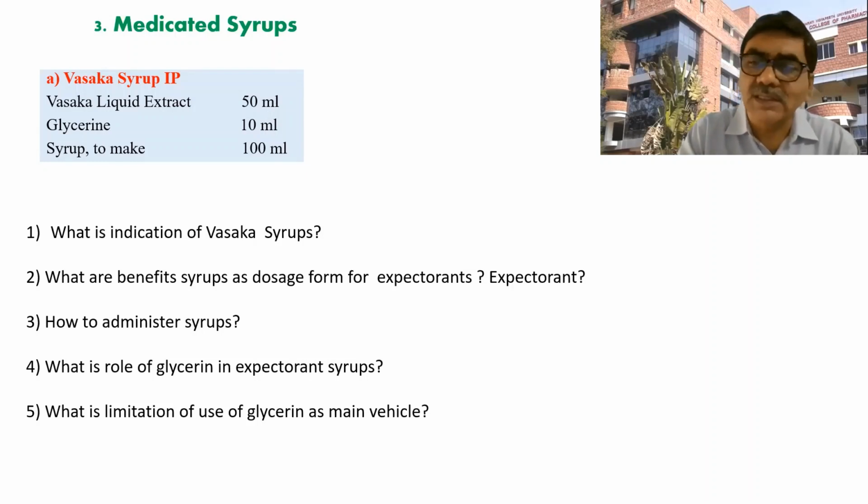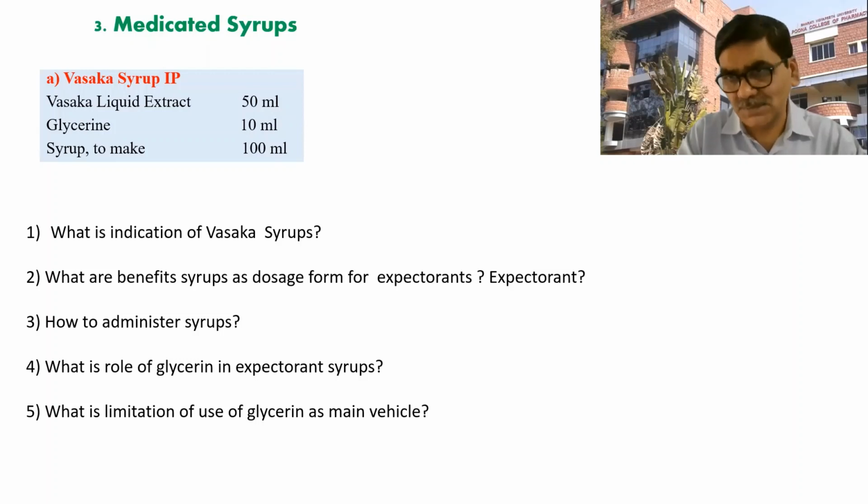Why this Vasaka is formulated as a syrup is more important. Before that, we should understand the indications of Vasaka. Vasaka is a well-known herbal product of plant origin. The leaves are used as an expectorant and bronchodilator. It has a capacity of kapha balancing as per Ayurveda. So it is a very traditional medicament, available in the market also as an expectorant.